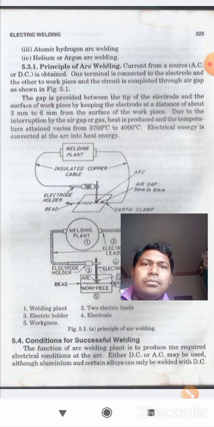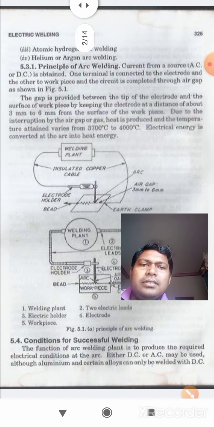Now after the diagram you can see there are some points which have been written by numbering. One is your welding plant, 2 is your electrode leads, 3 is your electrode holder, 4 is your electrode, and 5 is your workpiece. So these are the basic requirements by which arc welding can be performed. So next we will understand the conditions for successful welding.